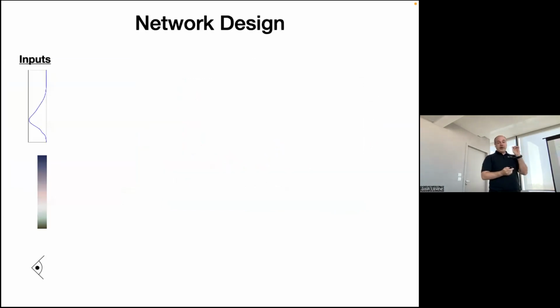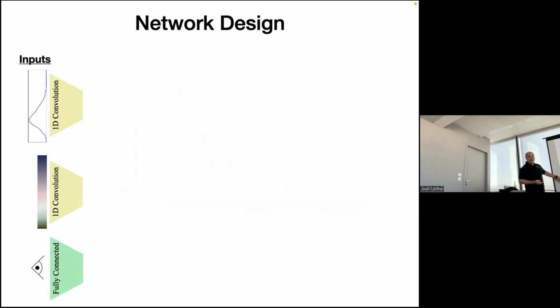All right, I'm going to unpack the network design a little bit more, and tell you what we did with the inputs. So here are the opacity, color transfer function, and the viewpoints. We essentially vectorize these: we use a vector of length 256 for each of the transfer functions, and for the viewpoint a small matrix of length 16, something like that.